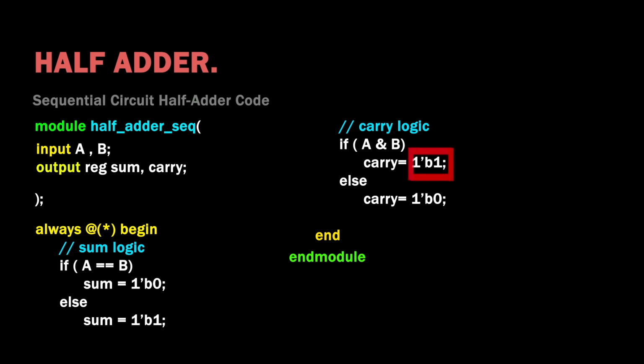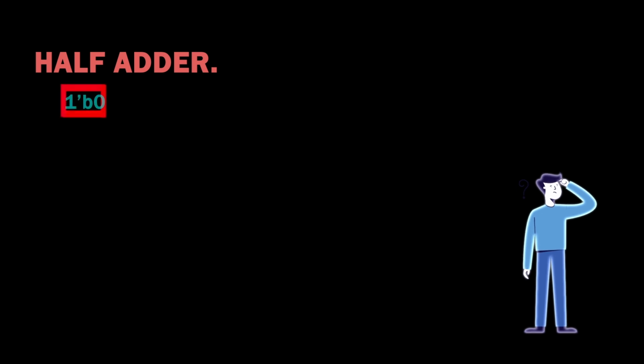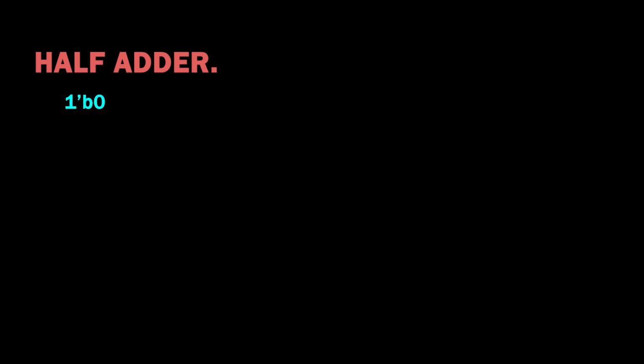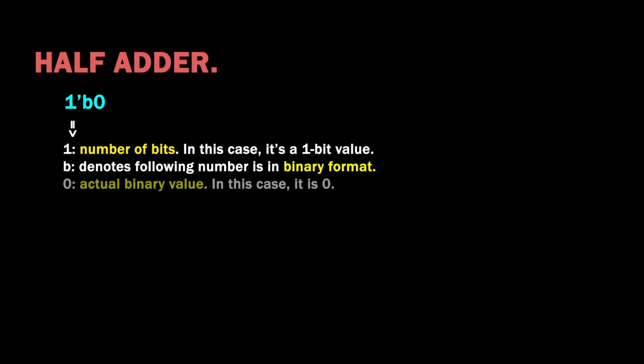Now you may all have a doubt about how to read this syntax. So let me explain it to you. In Verilog, this tick mark symbol is called the size-based separator. The 1 specifies the number of bits. In this case, it's a 1 bit value. The b denotes the following number is in binary format. Verilog allows specifying numbers in different bases like binary, decimal, hexadecimal, and octal.